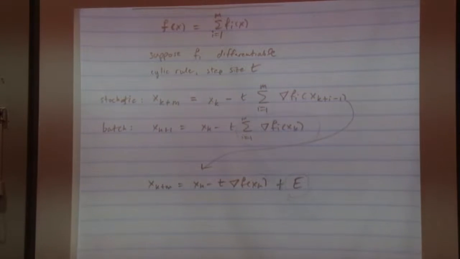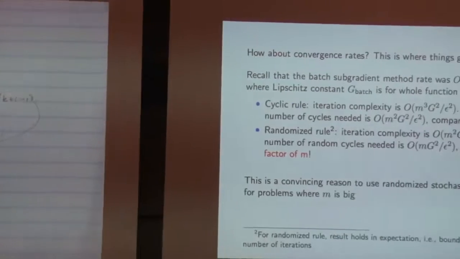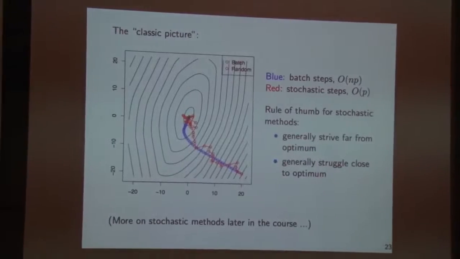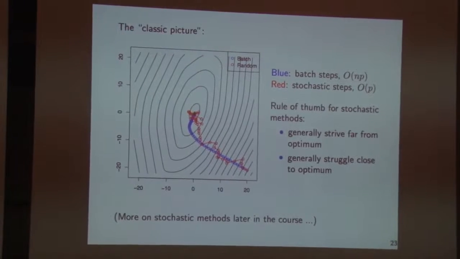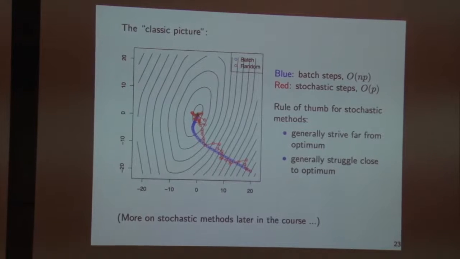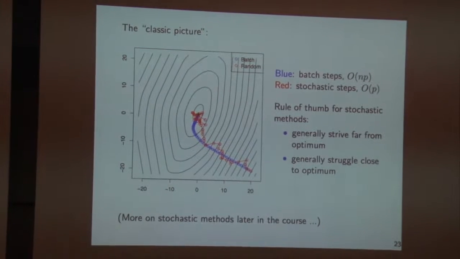Okay, I'm right at the end of time, so I'm just going to show you a picture, and then we're going to come back to this at the start of the next class. Here's the picture. So here's the takeaway point, and I'll give more detail next time. It's often much better to use the randomized rule than the cyclic rule. Why? Because the randomized rule actually makes more progress on average.